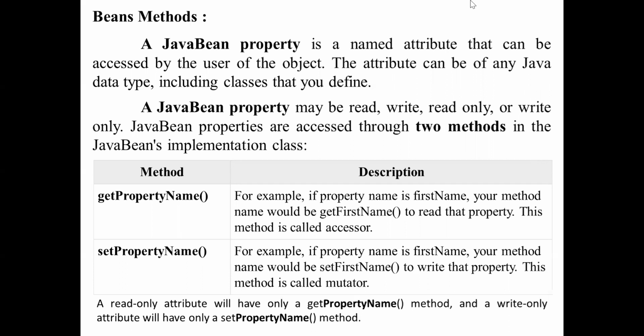That is the method get property name. For example, if the property name is first name, the first name is the property name. So in our method, we will use getFirstName, so we can read that particular property. This method we call an accessor.